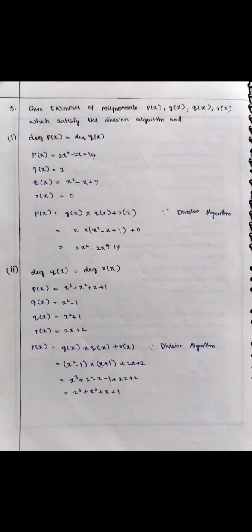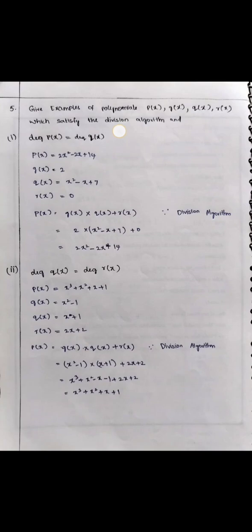Second bit is degree of q of x is equal to degree of r of x. So the degrees of q of x and r of x should be the same. Here x plus 1, and 2x plus 2, x power 1, and here also 2x power 1. So both the degrees are the same. So p of x is equal to x cube plus x square plus x plus 1, g of x is equal to x square minus 1, q of x is equal to x plus 1, and r of x is equal to 2x plus 2. If we check the value, we get the same dividend.